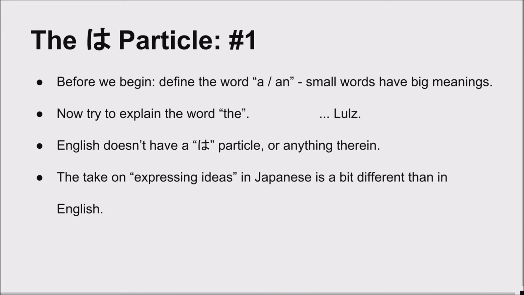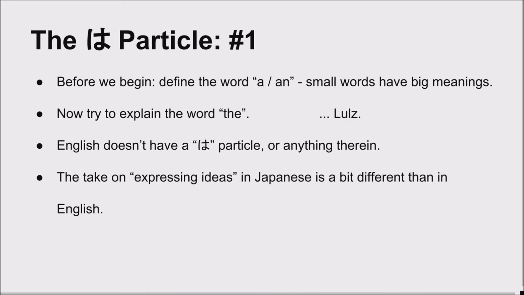Alright, the WA particle number 1 continuing. Before we begin, this is a common thing that I do to my students. Think of the word a or the word un. Tell me what that means. So right now you're thinking in your head, a chicken. Well, there's one chicken. And I guess we're talking about chickens. Okay, so the word a and un means one.